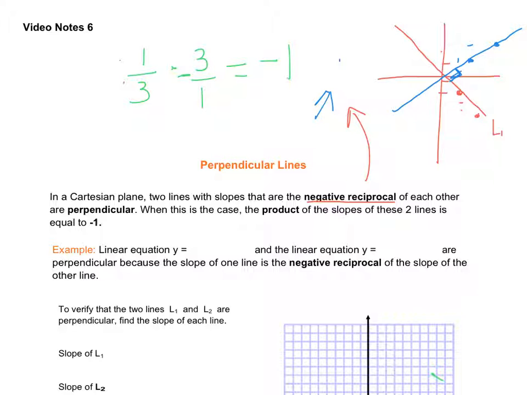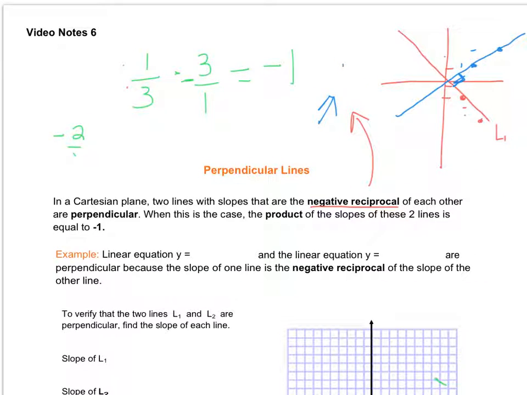If I have negative 2 over 5, the negative reciprocal is that I'm going to flip it. So it becomes 5 over 2, and there's already a negative there, so I don't need to add one. I always have a negative, I always have a positive slope. And if I multiply that, I'm going to get an answer of negative 1. So that is a negative reciprocal.